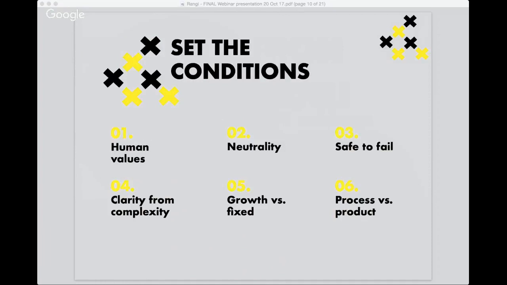So it's very important when we work in Māori communities, with Māori communities, that if you're in an organisation who has an idea about how we want to create social impact, we set conditions for design to be enabled. And here's a list of some conditions, like human values. We have to be driven by human values. We need neutrality. There's being safe to fail, and creating that safety.